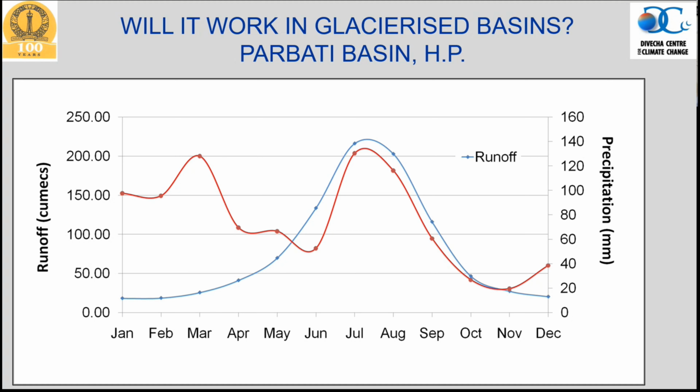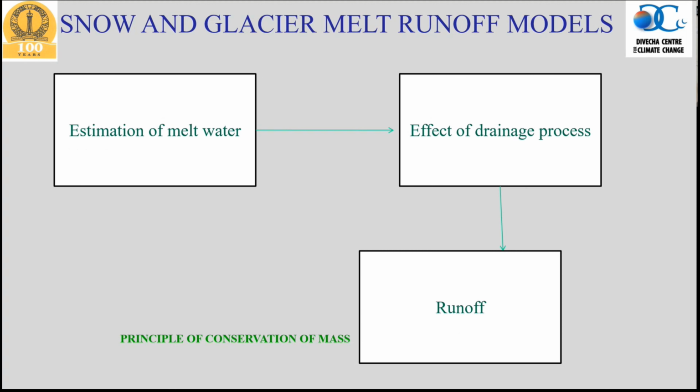So whenever it comes to snow and glacier melt, there is no one-to-one relationship between the precipitation and runoff. The reason is quite obvious: snow melts later on, and it depends upon temperature, so it is more thermally controlled. If you want the simplest idea of any snow and glacier melt runoff model, first of all, you need to estimate the melt water. How much melt water is there?